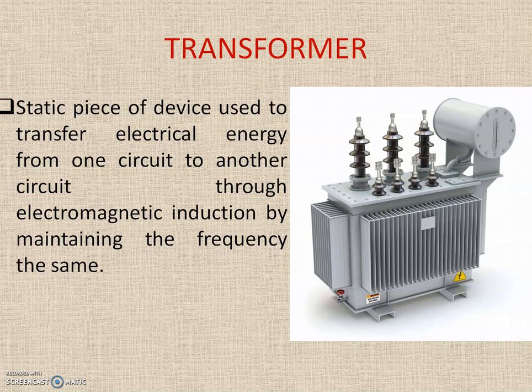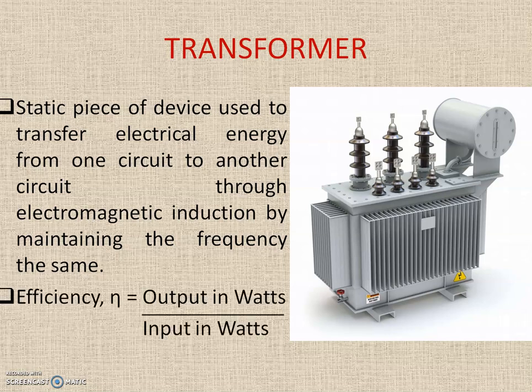Okay, so the losses occurring in a transformer are basically copper loss and core loss. Core loss is the loss occurring in the core of the machine, and copper loss occurs in the windings or the coils when current flows through them. So the efficiency of a transformer is given by efficiency eta equal to output in watts divided by input in watts. That is the normal efficiency expression, and it will always be less than 100 percent and somewhat nearer to 100.